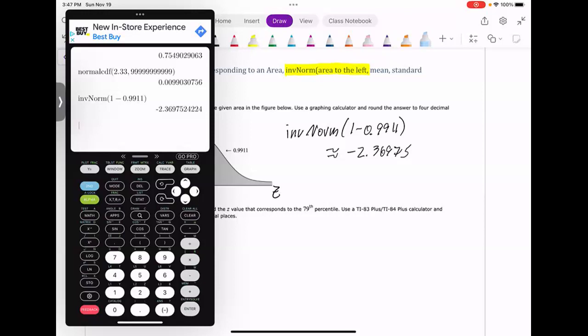It doesn't say where to round. Oh, it says round to 4 decimal places, so that's fine. Let's make that into 8. Oops. Is that 8? Yeah. There we are.